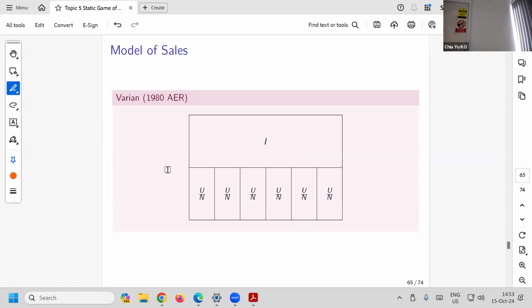If you're the lowest, you get a share. If you're the only one lowest, you get the whole thing. If two of them, you split by 2; three of them, split by 3. If N firms charge the lowest price, split by N. That's the graphical setup. Is that clear?